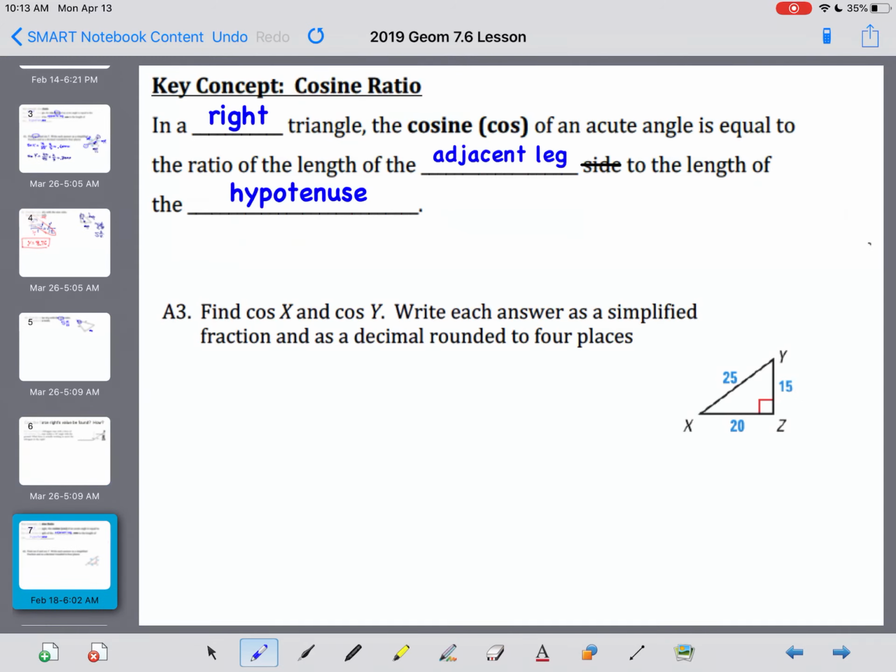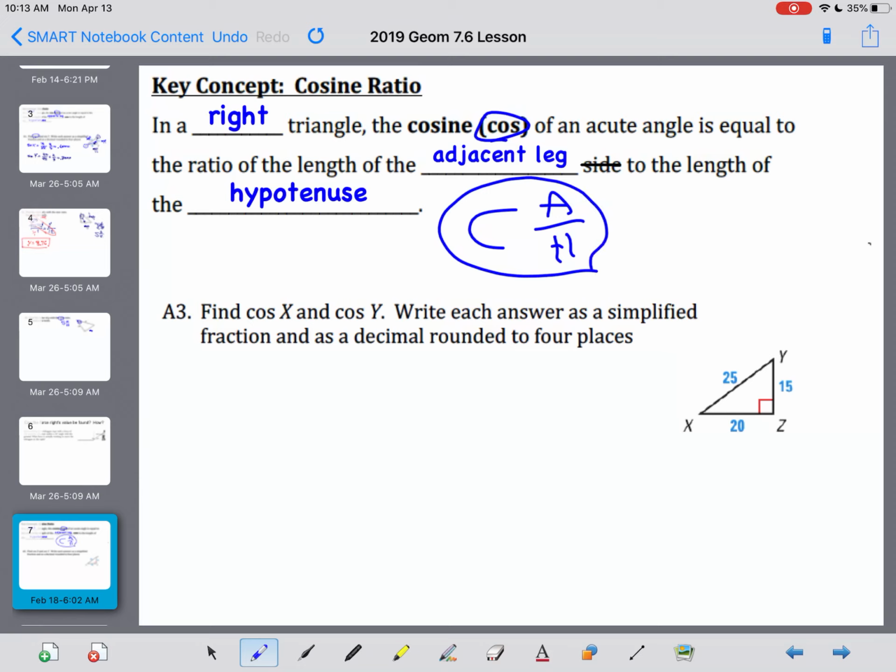So let's skip that slide here. Now we have this other function called the cosine. Cosine is going to be the adjacent over the hypotenuse. So we call that CAH.